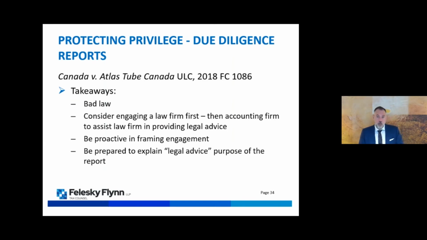First, we would recommend engaging a law firm first, and then having an accounting firm engaged to assist the law firm in providing legal advice. In almost all due diligence processes, you'll need both. You'll need accountants to be providing information, interpreting, assembling, and being a conduit of information, and you'll need lawyers to provide the legal advice that's subject to solicitor-client privilege. But the order of engagement can matter.